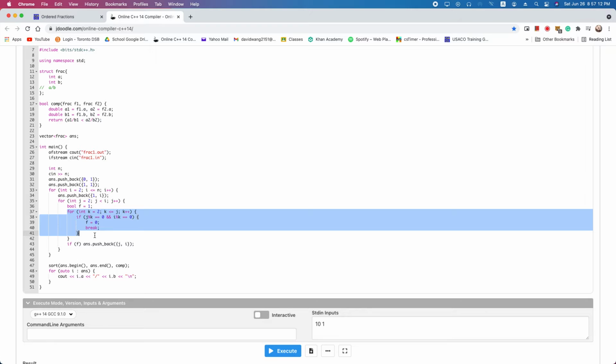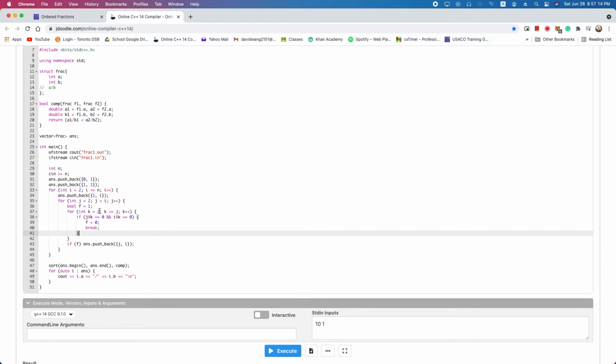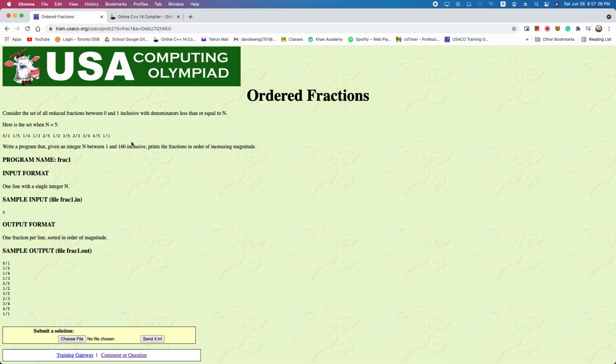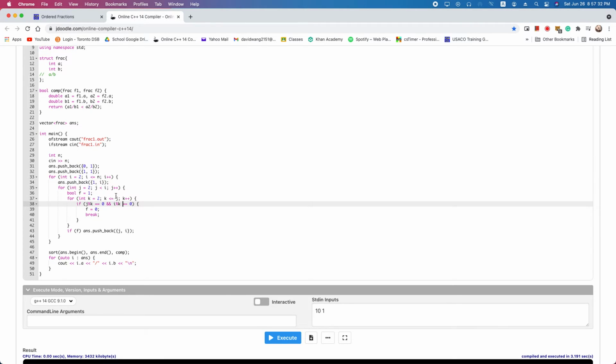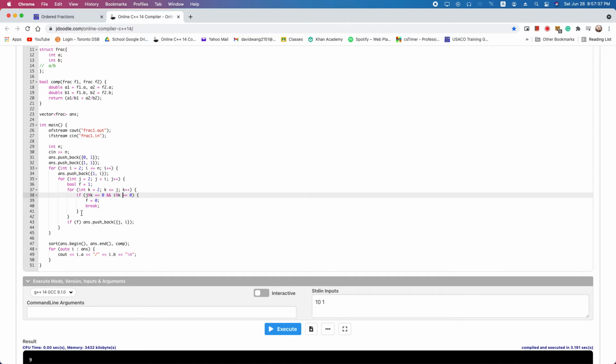Here's another loop to check if the numerator can be simplified. So basically, if the numerator and denominator are both divisible by one number, then that means that they can be simplified and we don't need to add them. We'll just add the simplified version. For example, 2 over 6, and it's the same thing as 1 over 3. Then we would have already added 1 over 3 into the answer, so we don't have to add 2 over 6 again.